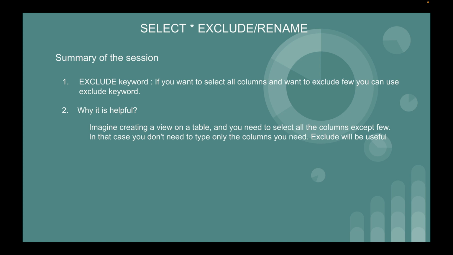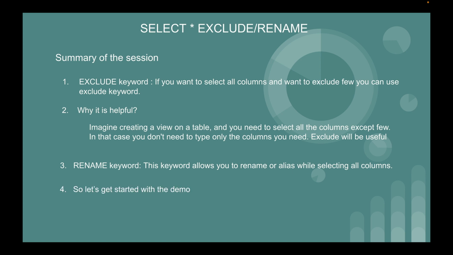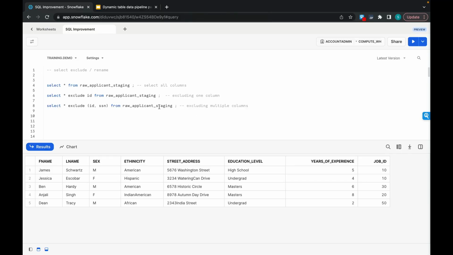This is very helpful when there are a lot of columns in an underlying table and you want to exclude a few. The next keyword which has been introduced by Snowflake is the rename keyword. It gives us the capability to rename or alias the columns when we are selecting them. So let's understand in more detail and we will see the demo in the application.